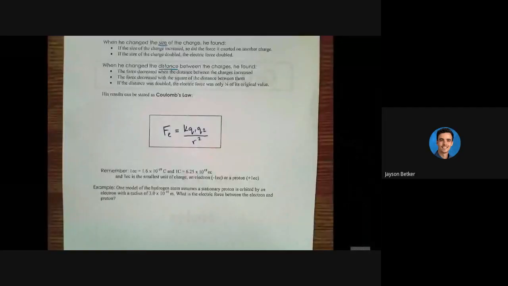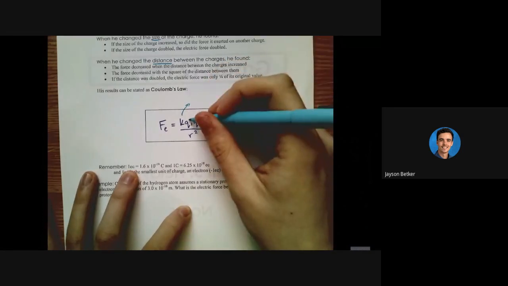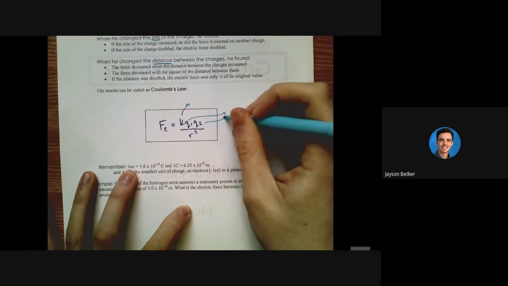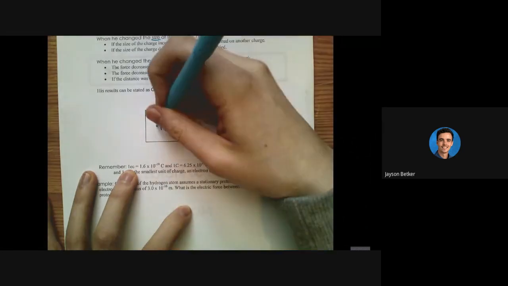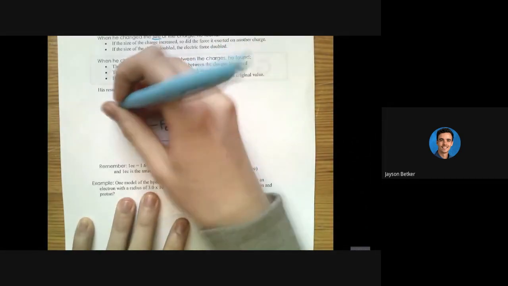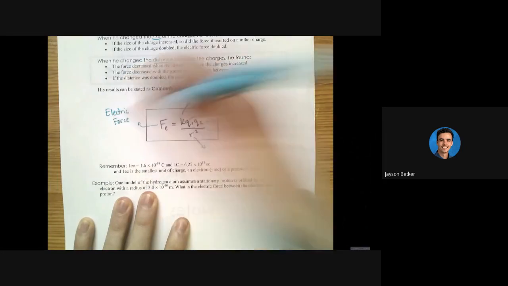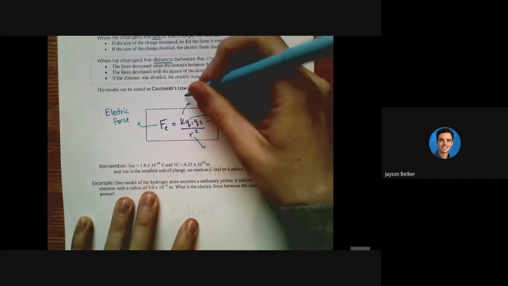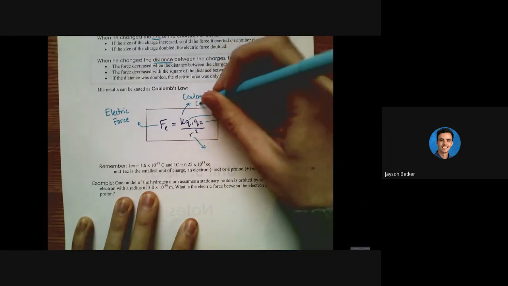So, like I mentioned, we've got a couple new things to look at here today. The main new thing that we're looking at is K. What is K? And then we'll just mention what Q1 and Q2 are, what R is, and then what Fe is. So Fe is the electric force. K is something we call Coulomb's constant.